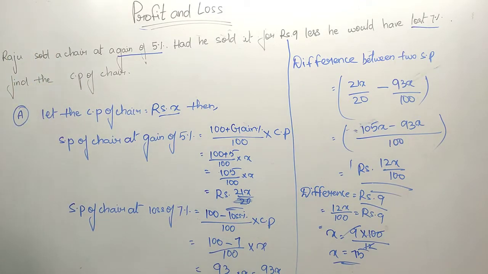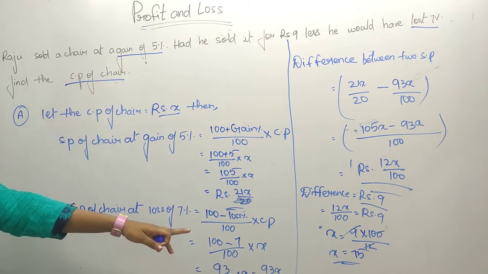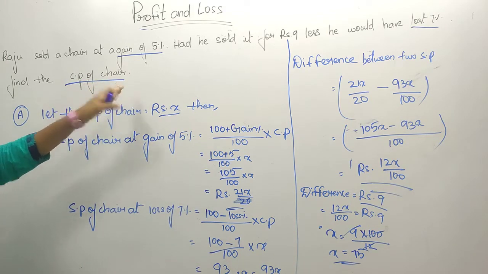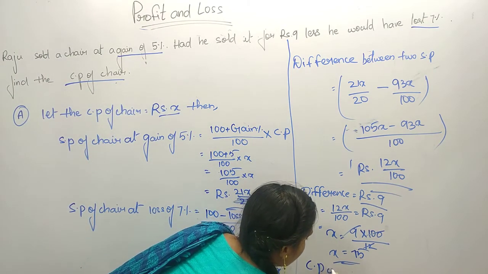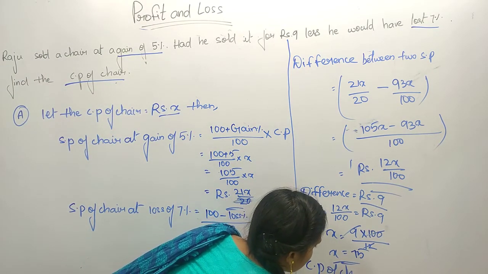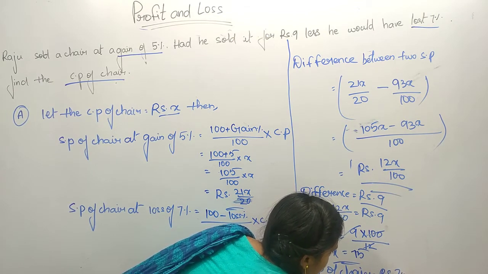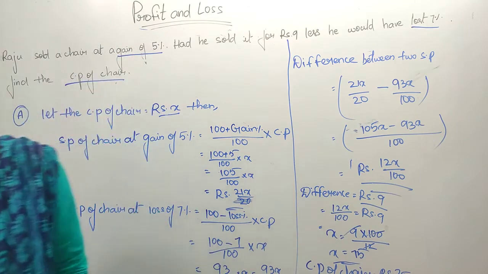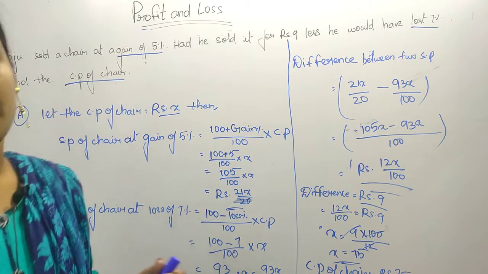Then he told us to find the CP of the chair. Finally found out or not? Cost price of the chair is equal to how much? Cost price of the chair is equal to rupees 75. This is the final answer. Okay, let's go to the next problem.